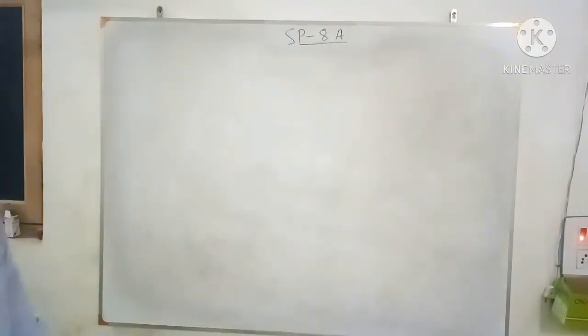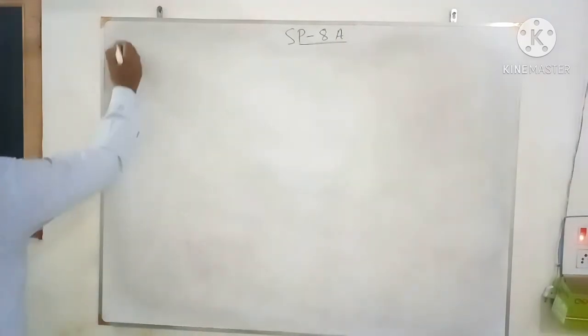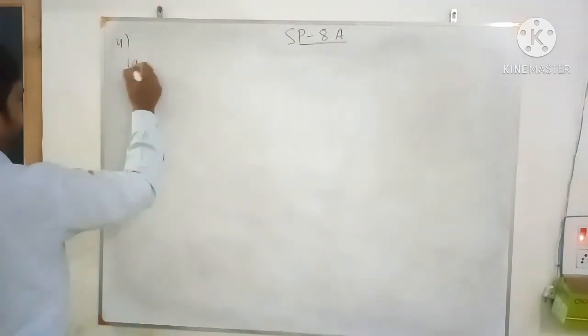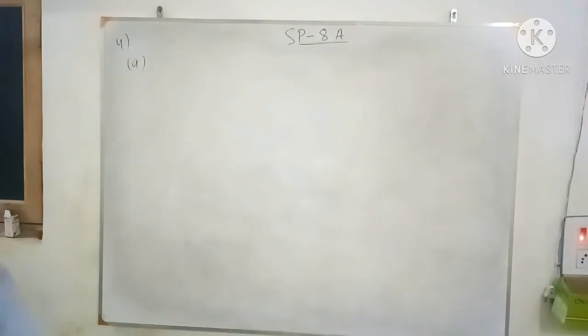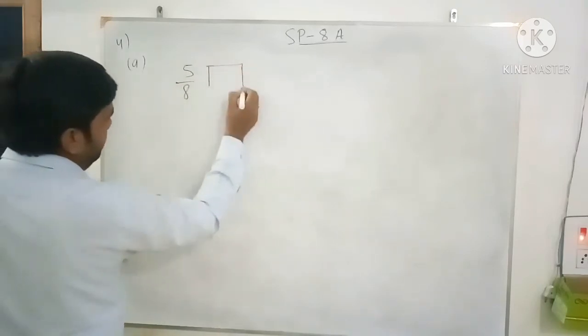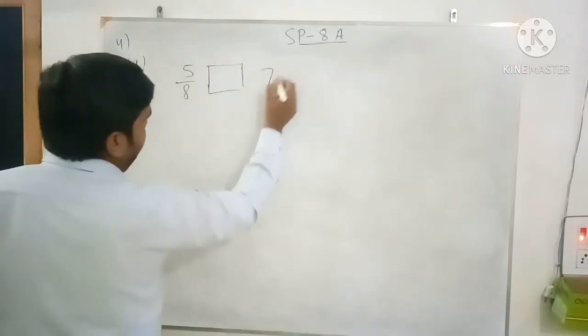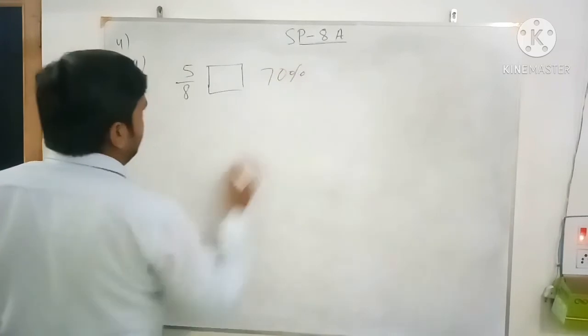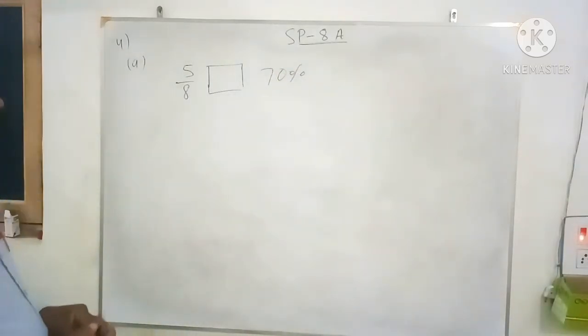Now see the question number 4. Compare and write the less than, greater than or equals to in the box. Question number 4A. See this question number 4A. 5 by 8, 70%. 5 by 8 in the box, and after that is the 70%. So see both are equal or not.